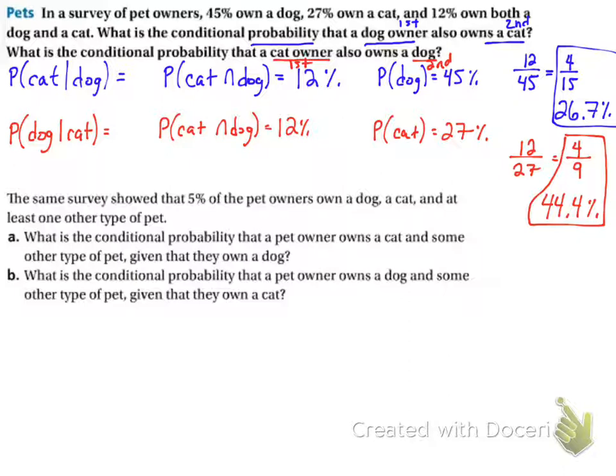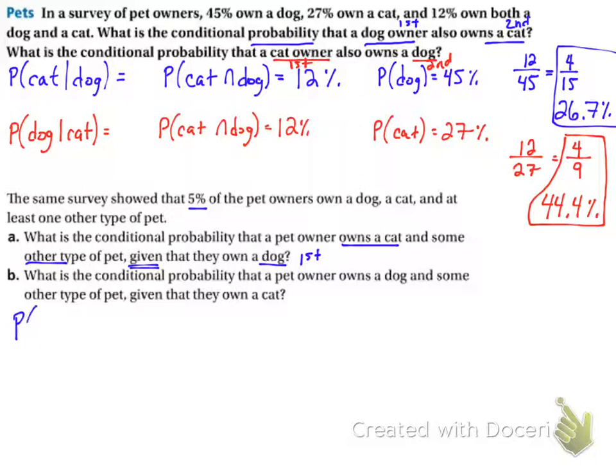And the two problems at the bottom, so again, same survey showed that 5% of pet owners own a dog, a cat, and some other type of pet. So I want to find the probability that a pet owner owns a cat and some other type of pet, given that they own a dog. So they need to have a dog first, and then they are going to own a cat and some other type of pet. So remember, if it first matters that they have a dog, and then that they own a cat and some other type of pet, they're going to have a dog, a cat, and some other type of pet, which is how I'm going to use this 5% right here.